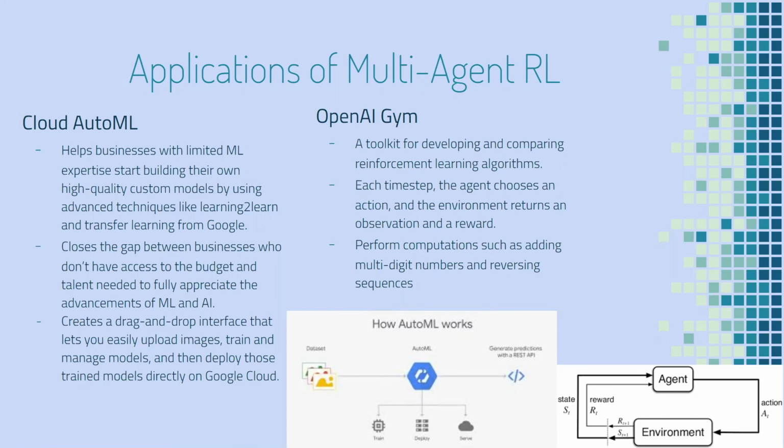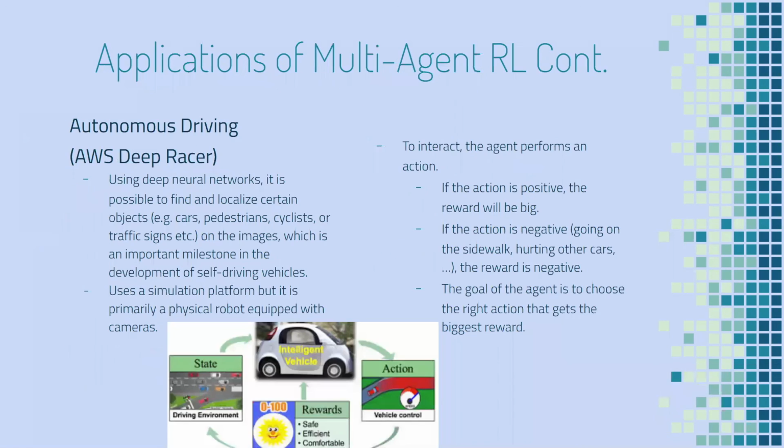And as for the OpenAI Gym, basically it's a toolkit for developing and comparing reinforcement learning algorithms. So essentially, it helps developers develop their reinforcement learning skills better by performing computations such as adding multi-digit numbers and reversing sequences. And as you can see in the image below, basically the agent performs an action which goes into the environment, and then it develops whatever rewards it should receive.